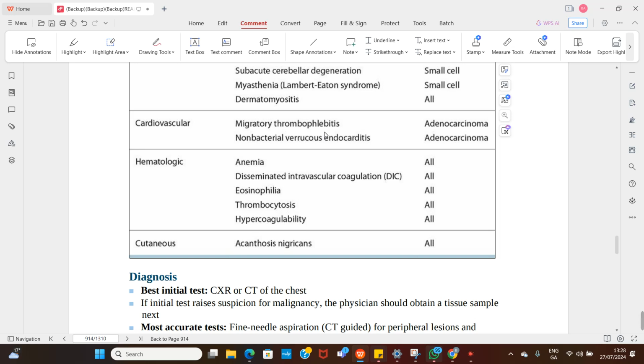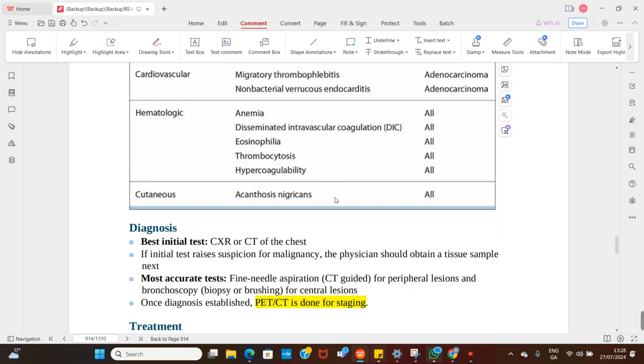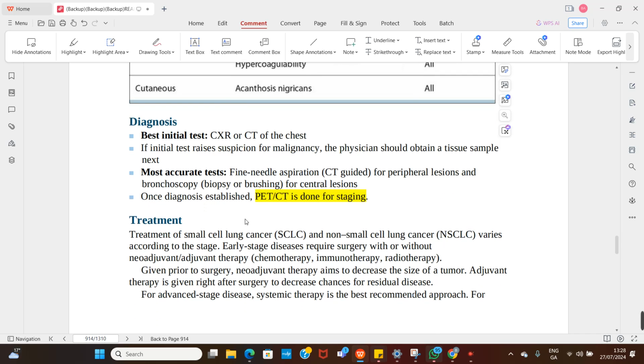Most of the time, it's pancreatic adenocarcinoma. It can also occur with other forms of adenocarcinoma, like lung adenocarcinoma. Just know that adenocarcinoma is going to be there. Then all of them can cause anemia, DIC, eosinophilia, so that's that. How do you want to investigate this patient?